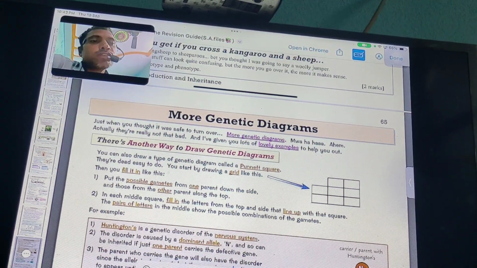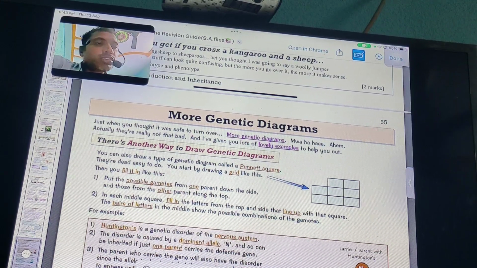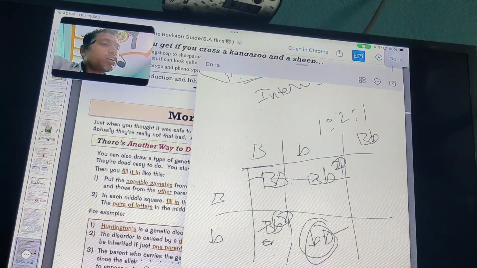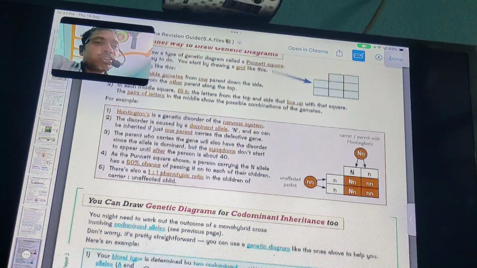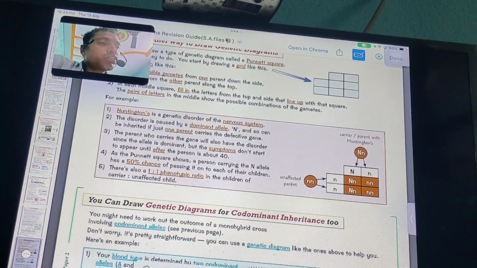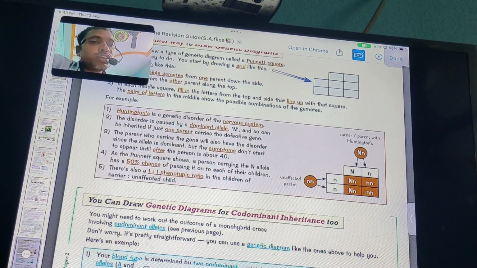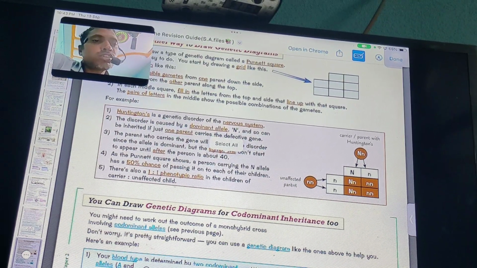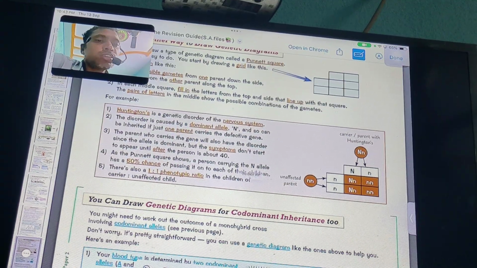There is another way to draw genetic diagrams, another way to draw the Punnett square. We can fill in the letters capital N, small n like that. The Punnett square shows 50 percent, and the disorder alleles are dominant. A person carrying the n allele has 20 percent, and 80 percent are unaffected, a 1:1 phenotypic ratio of children.